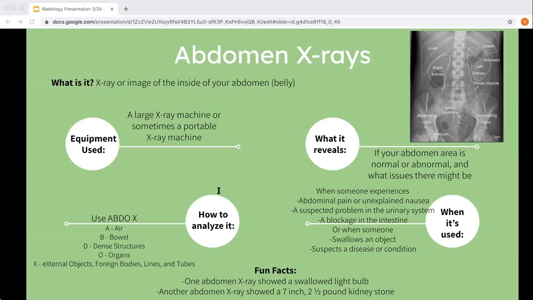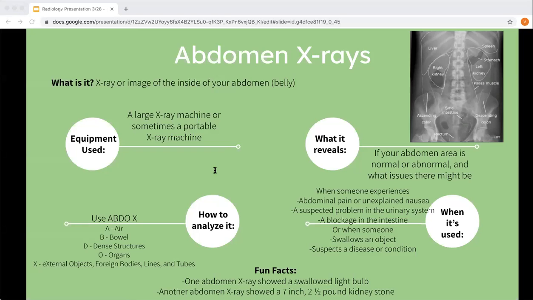O stands for organs and soft tissues. To analyze the organs, such as the liver, kidneys, and spleens, one should look at the outlines and determine if they look larger than usual. Lastly, X stands for external objects, foreign bodies, lines, and tubes. You should look for any of these things on the x-ray to determine if there is a problem. In short, in order to analyze an abdominal x-ray, one can use the method Abdo-X in order to determine if there are any issues.